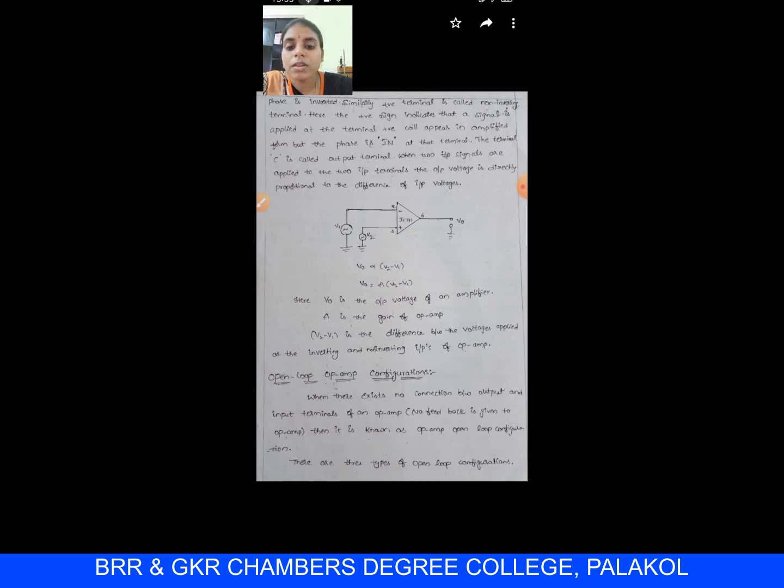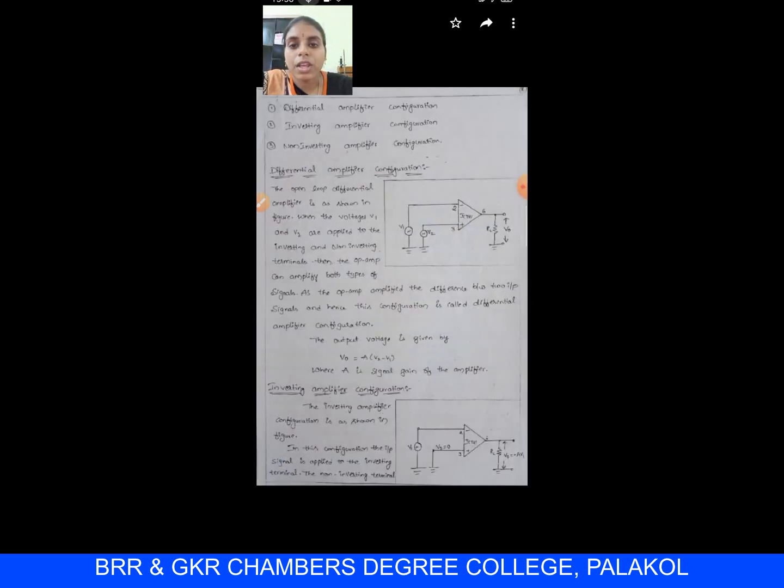When there is no connection between the output and input terminals of an op amp, it is known as op amp open loop configuration. No feedback is given to the op amp, and that configuration is open loop configuration. There are three types of open loop configurations: the first is differential amplifier configuration, the second is inverting amplifier configuration, and the third is non-inverting amplifier configuration.